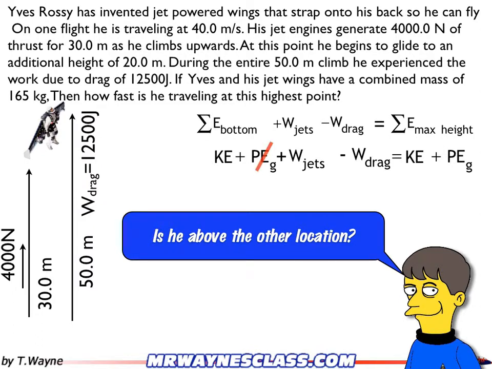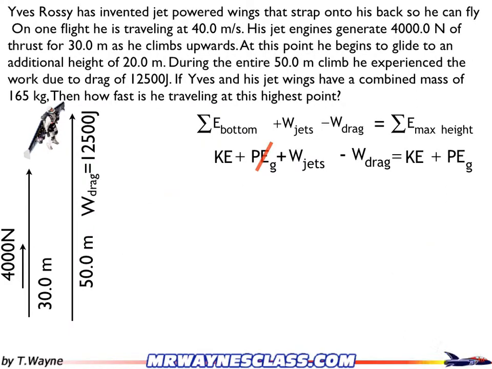I'll leave the works alone, then I go for the maximum height. And so I'm going to ask, is he moving at the maximum height? And I believe he is in this case. So since that's the case, I'll keep the kinetic energy. Is he above the other location? Well, it's my maximum height. So yeah, it's above the other location. So I'll keep that as well.